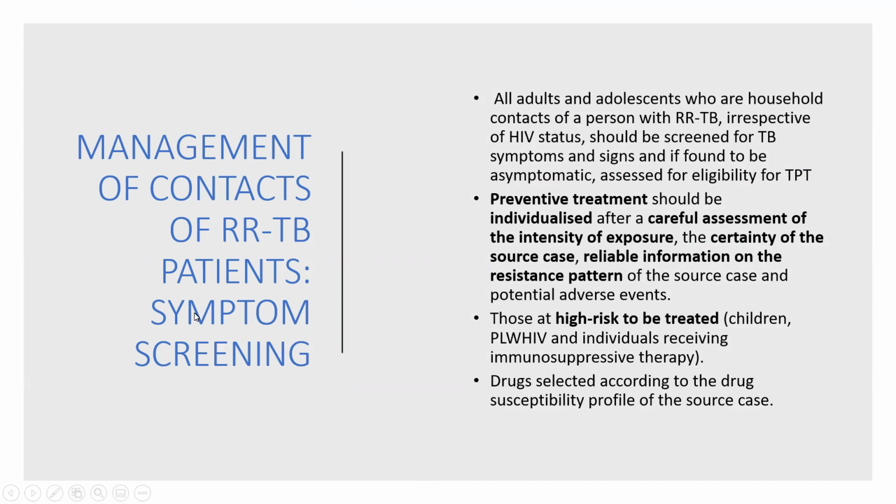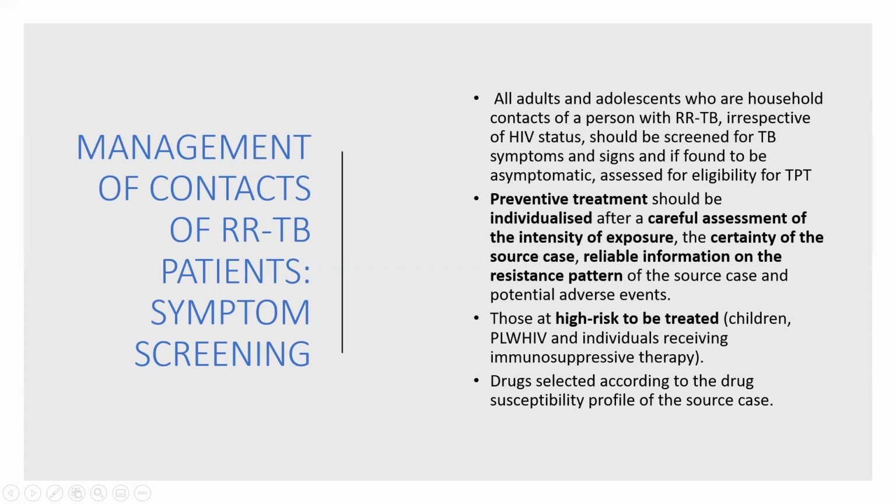Firstly, you have to do what you call symptom screening of all patients. They need to be screened for symptoms. All adults and adolescents who are household contacts of RRTB, irrespective of their HIV status, should be screened for TB symptoms and signs, and if found to be asymptomatic, assessed for eligibility for TPT.